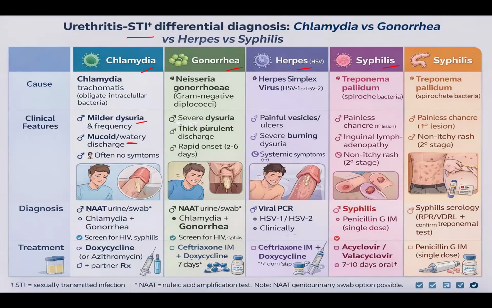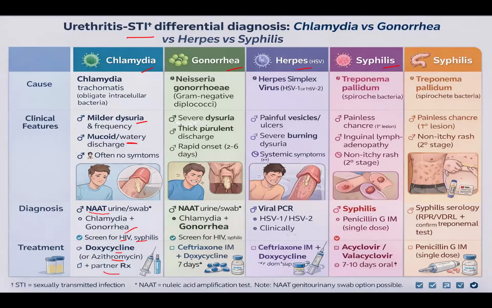The most specific test that we are going to do is the NAT test with the urine or with the swab from the genitals. Then the causative organism can be chlamydia trachomatis. It can be accompanied with gonorrhea. Therefore, we have to screen for HIV, we have to screen for syphilis as well as hepatitis B. Here, the treatment is also given to the partner. The drug of choice will be doxycycline and azithromycin.